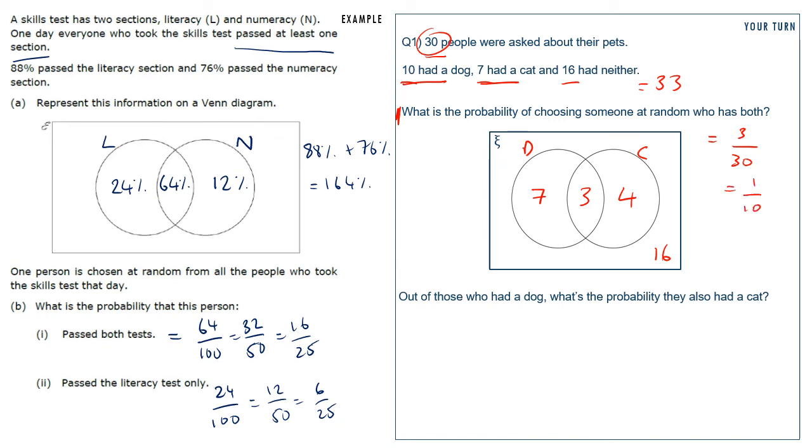Conditional probability question here. Out of those who had a dog, so 10 people had a dog, the probability that one of those 10 people also had a cat is 3 out of 10.